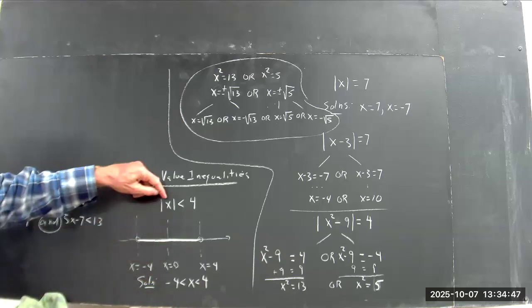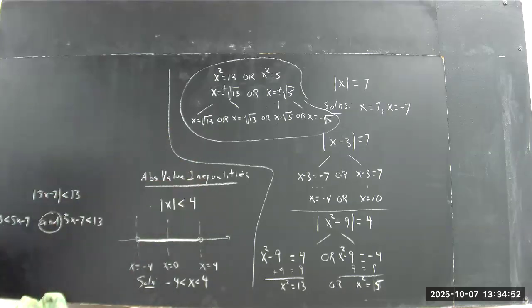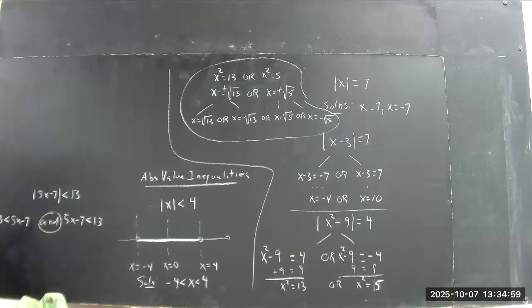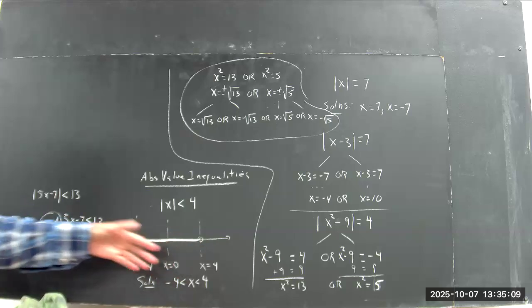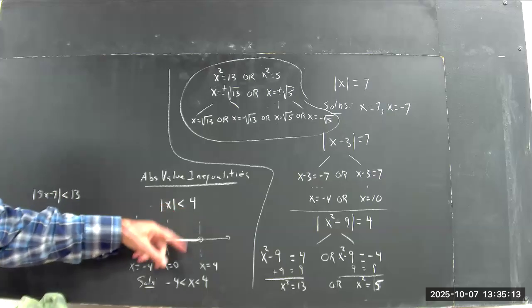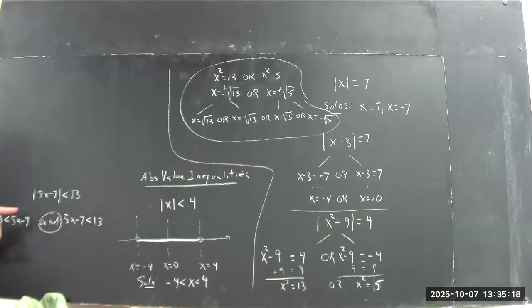Just like I could have said here, x has to be greater than negative 4. It has to be less than 4. This has to be greater than negative 13, and it has to be less than 13. It has to be both. If you just say only x has to be less than 4, that could include x equals negative 50. If x is negative 50, this sure isn't true. It has to be less than 4, and it has to be greater than negative 4. So this translates like so.